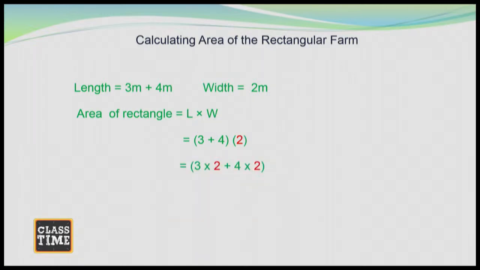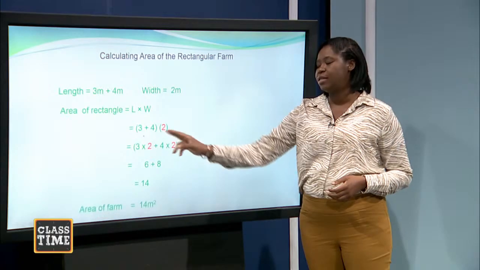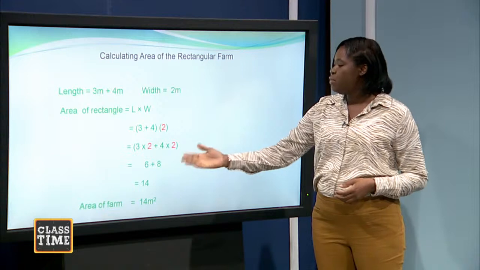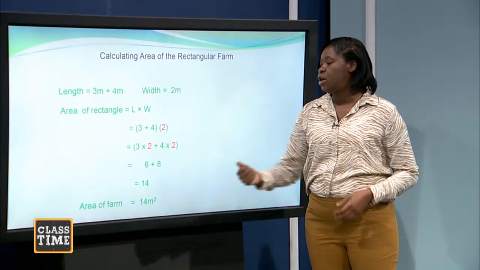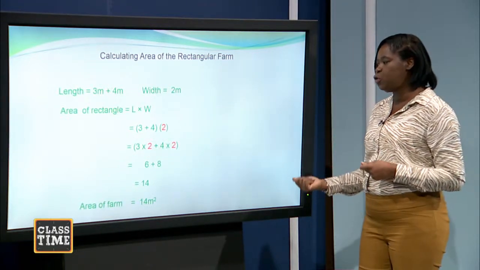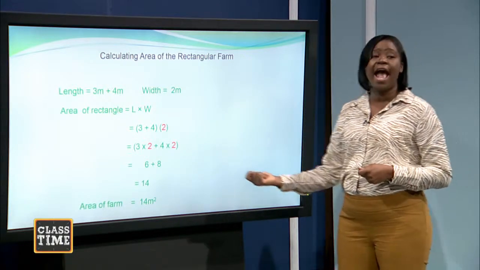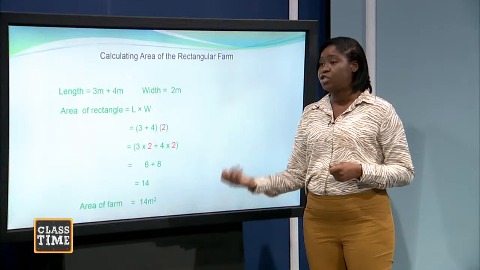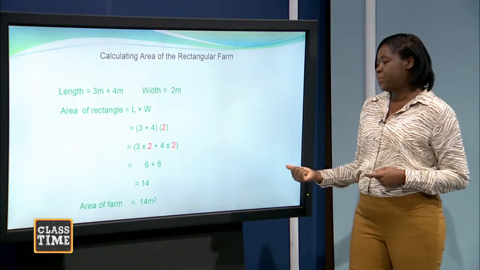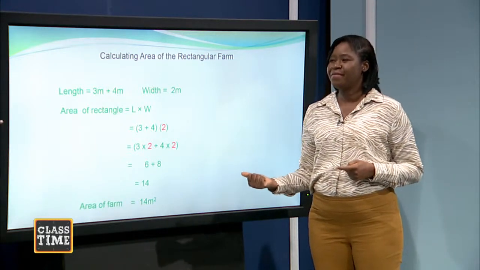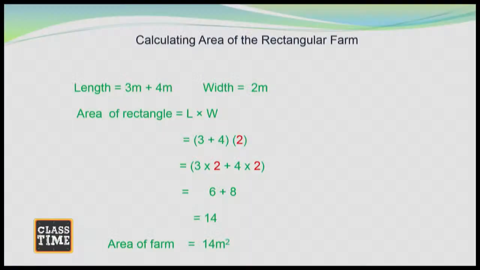So this is what we're saying: taking the 2 and multiplying each term in the bracket separately. When we follow our order of operations, 3 multiplied by 2 will give us 6, and 4 multiplied by 2 will give us 8. Then we add 6 and 8 to give us 14. And so we have the same answer. Even though we've taken a different route, we are still at the same answer.